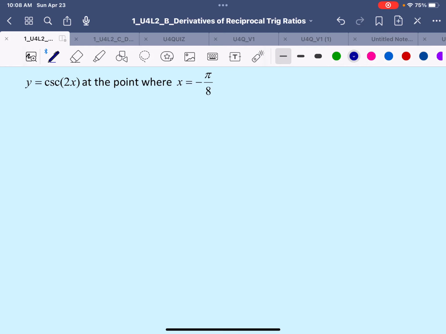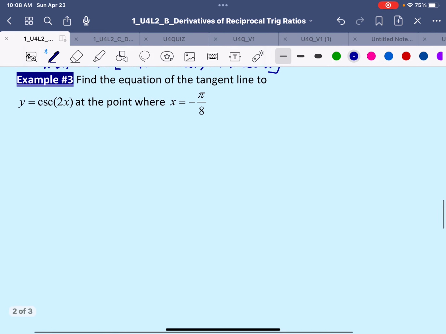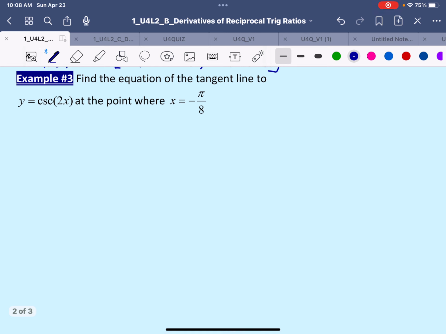Welcome back again. We'll continue with example number 3 on derivatives of reciprocal trig ratios. This time we're trying to find the equation of the tangent line to the function y equals cosecant 2x at the point where x equals negative pi over 8.